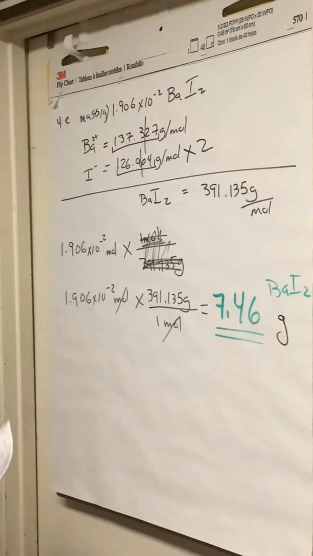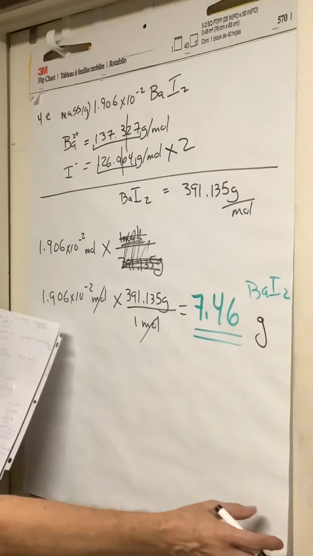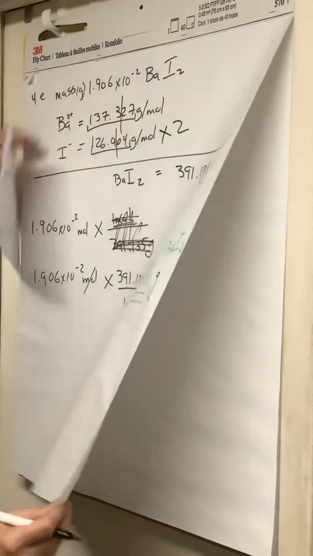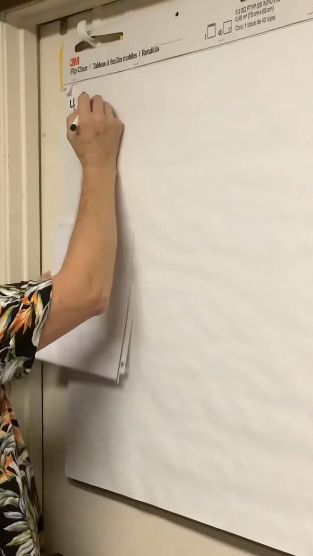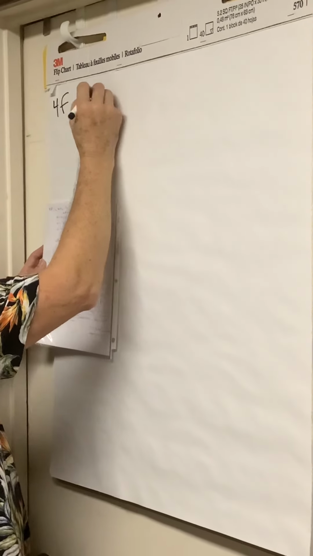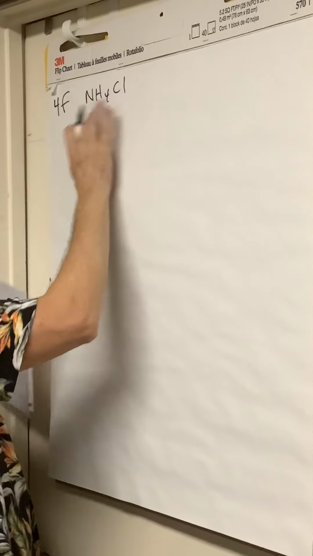For 4F, I'm going to have to calculate the molar mass, so I can do the next 2 very quickly on one sheet, because the last one's a shorty too. 4F involves this compound, ammonium chloride.